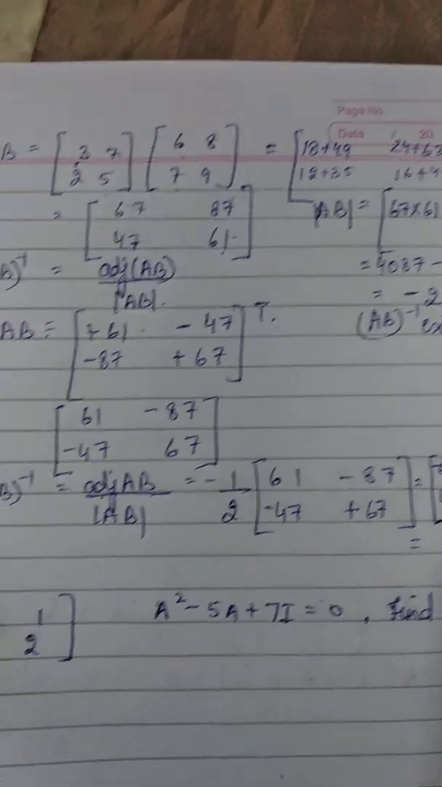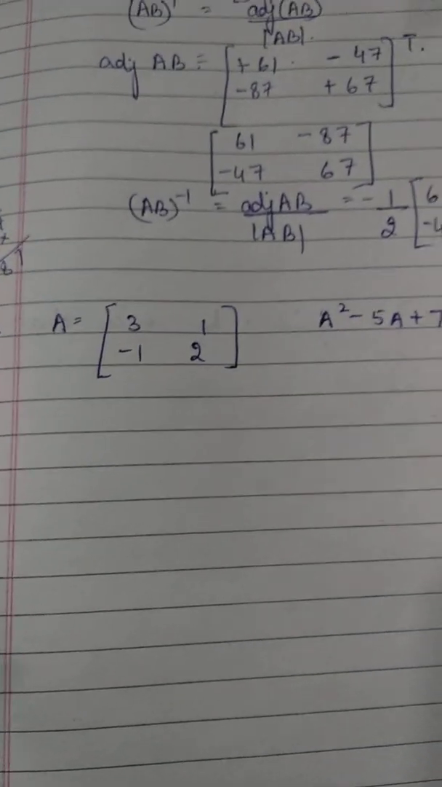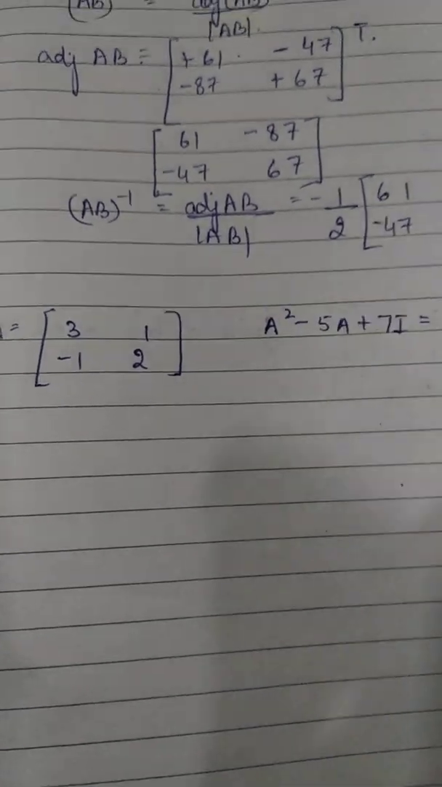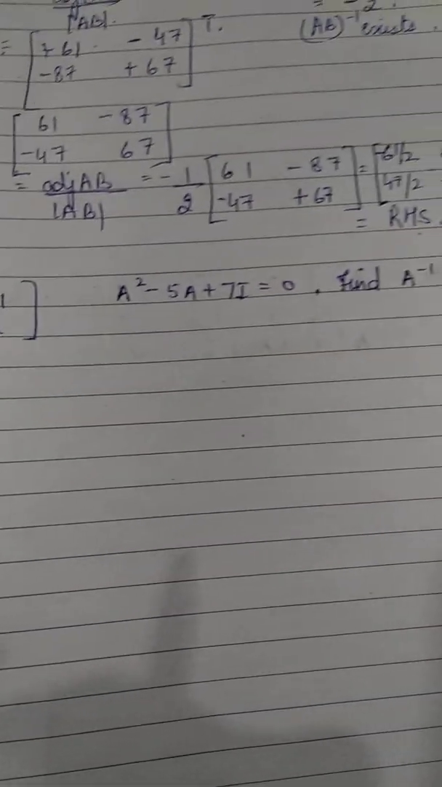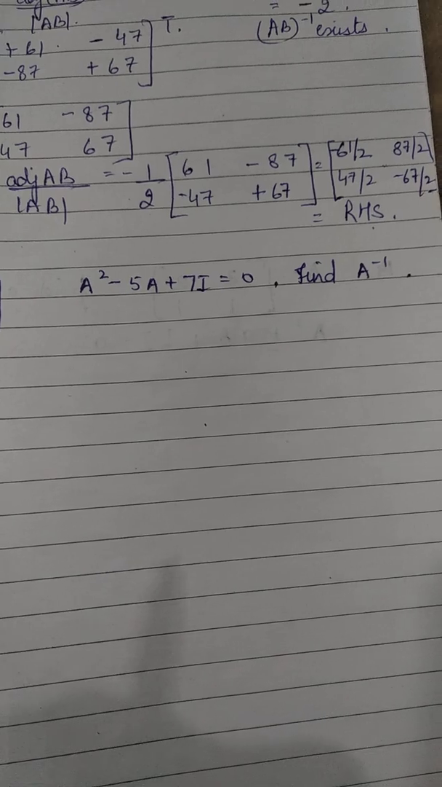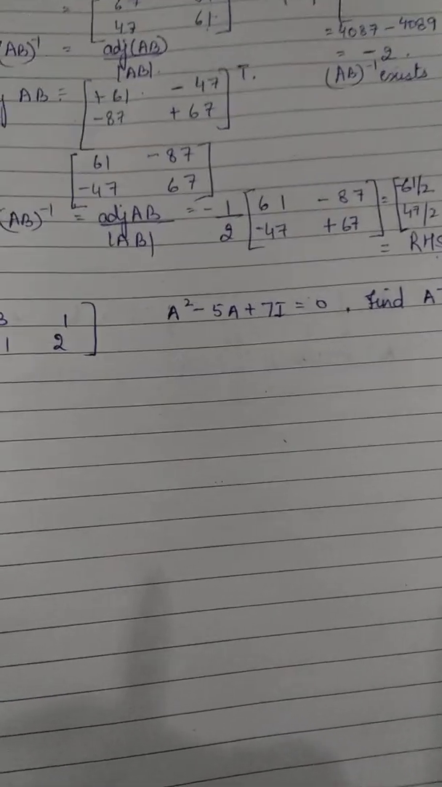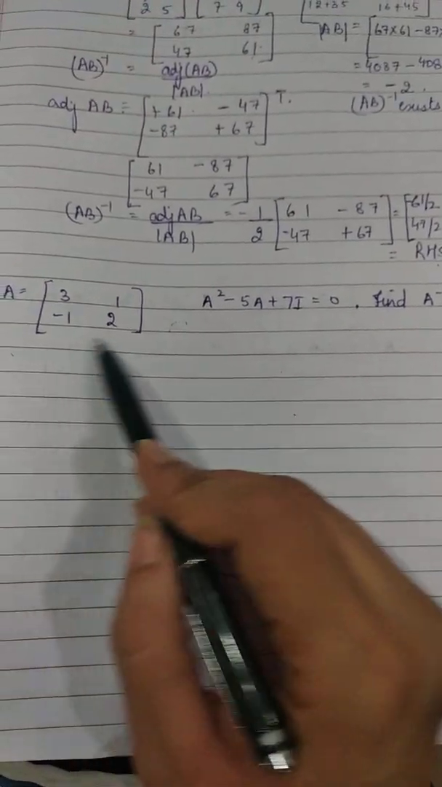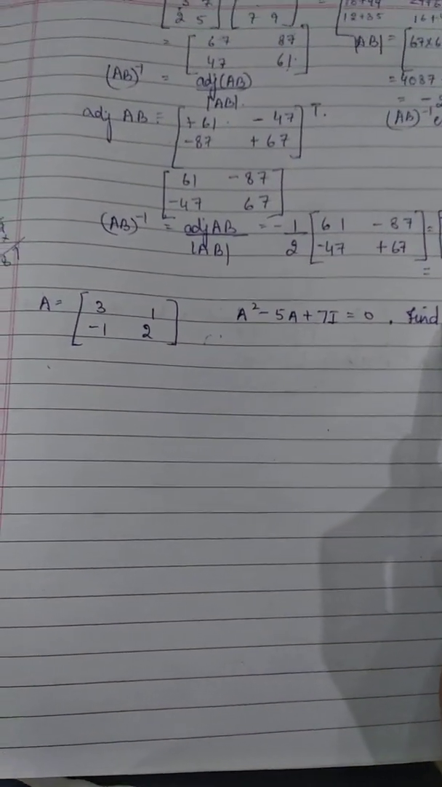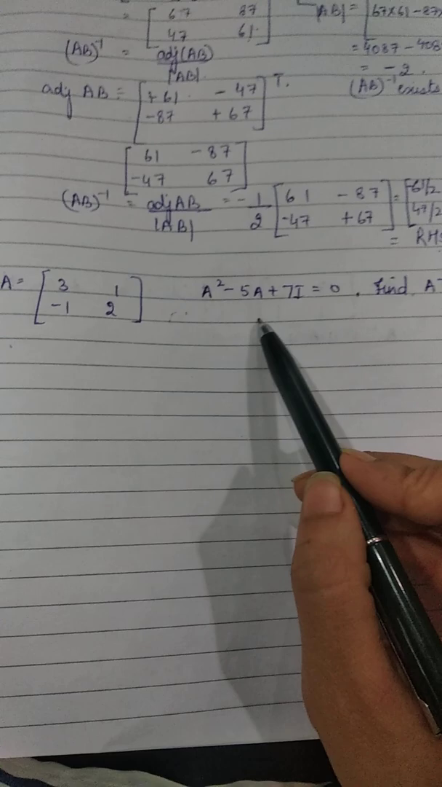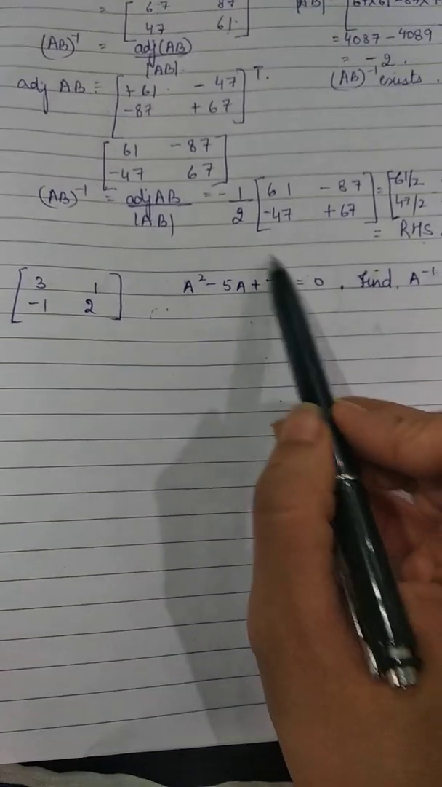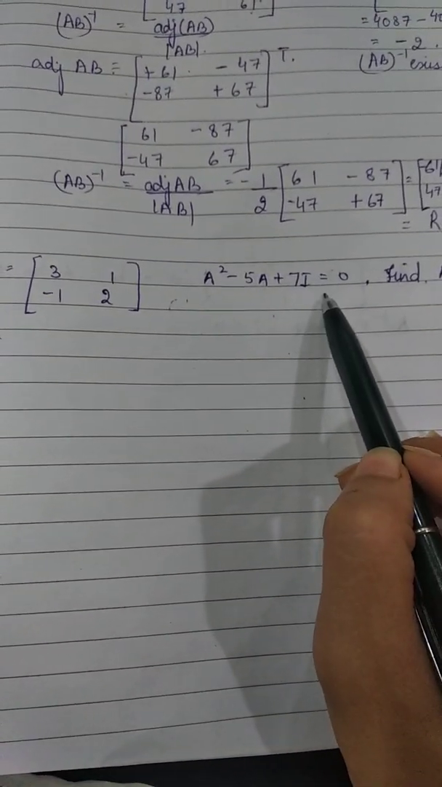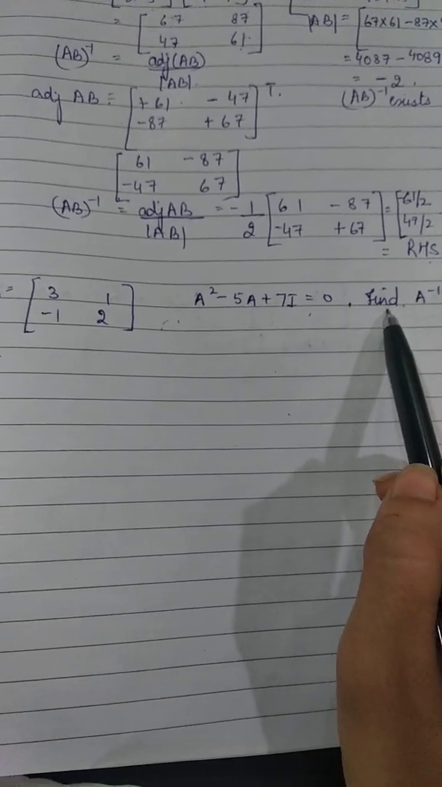Coming to the next question. Question number 13. In question number 13, matrix A is given to us. First of all, we'll be proving A square minus 5A plus 7I is equal to 0, and then we'll be finding out A inverse. So such a question comes all together. And remember, inverse can be only found if this expression is equal to 0. Otherwise, we cannot find out the inverse.